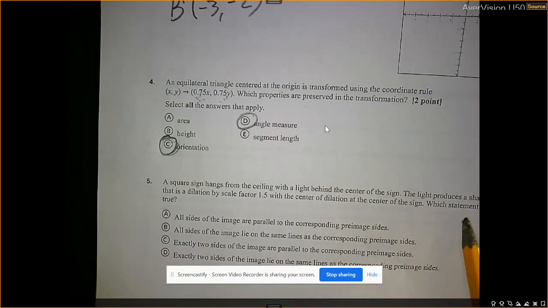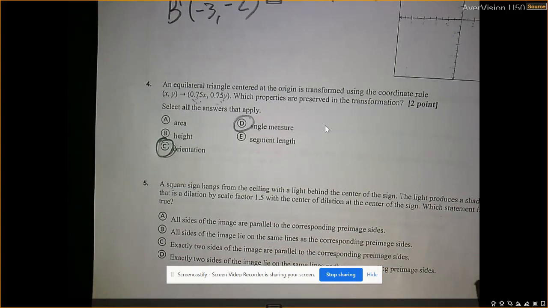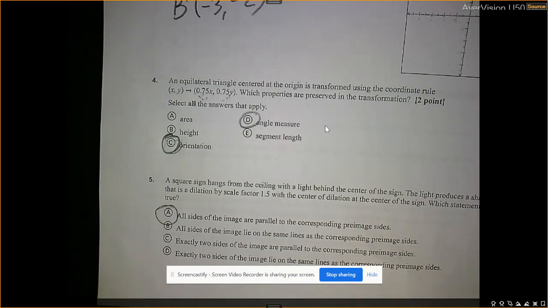The light produces a shadow that is a dilation by a scale factor of 1.5 with the center of dilation at the center of the sign. Which statement is true? You just got to read through each of these, and we should know that all sides of the image are parallel to the corresponding pre-image sides.